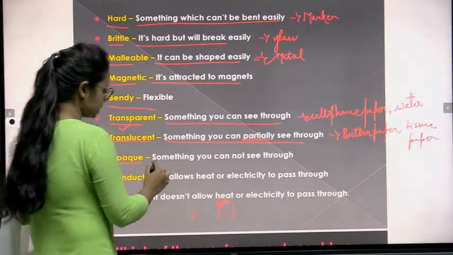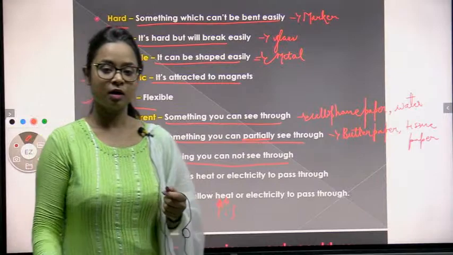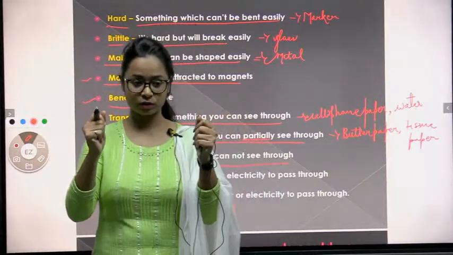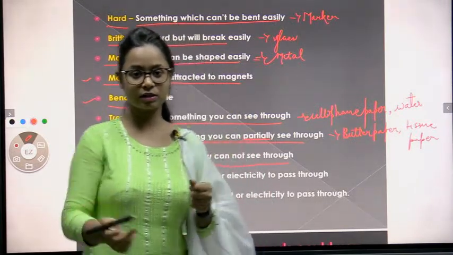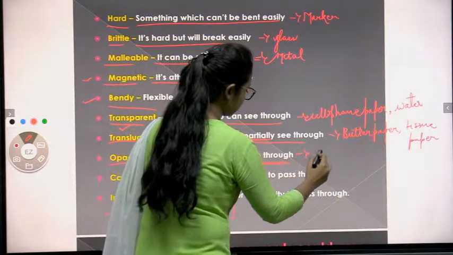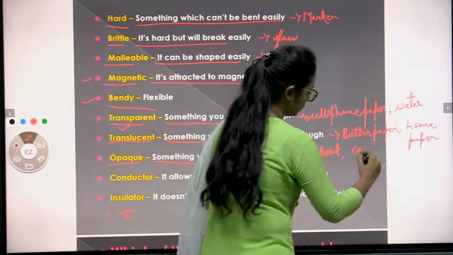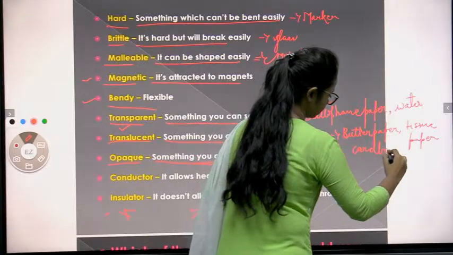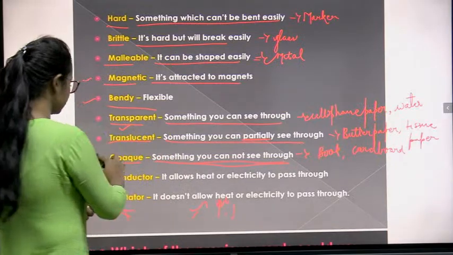Opaque, something you cannot see through. For example, if I put your book in front of me, can I see the other side? No. So something you cannot see through is an opaque thing. For example, book, cardboard. Clear? So that is an opaque thing.